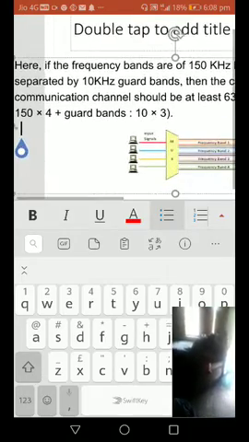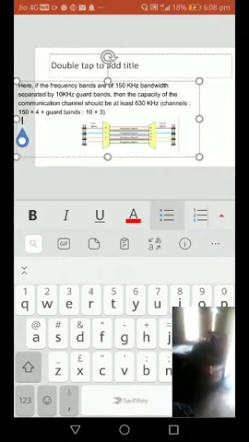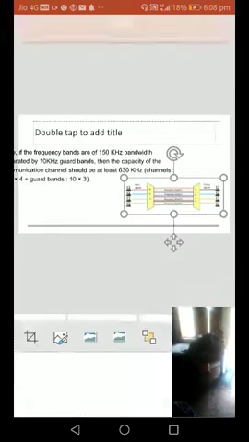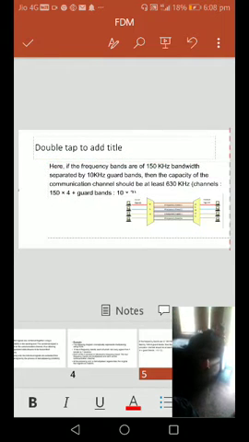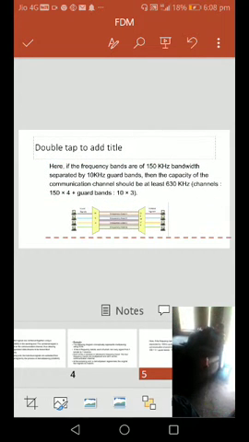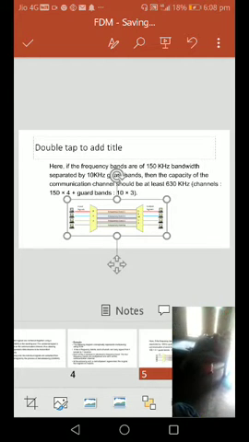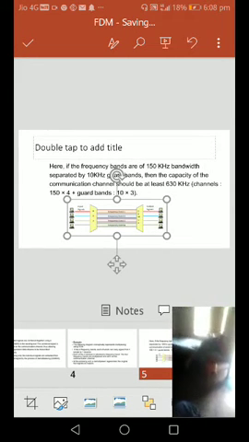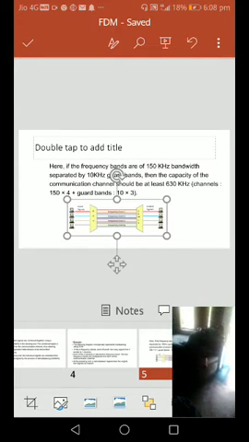This is the utilization of the frequency band at the transmitting end. This is the way we construct frequency division multiplexing, FDM, to share the information.